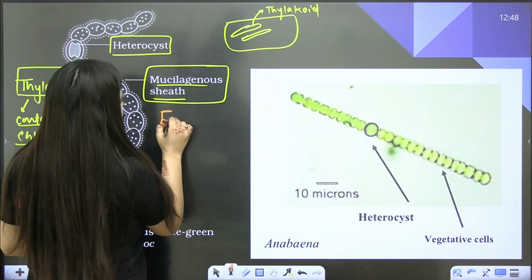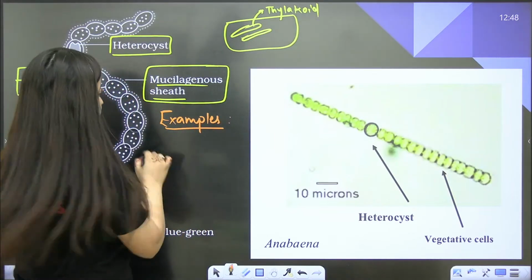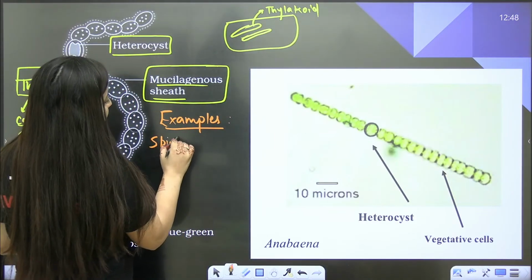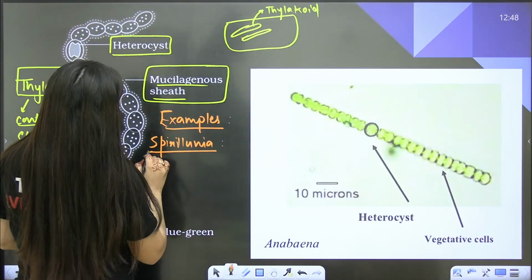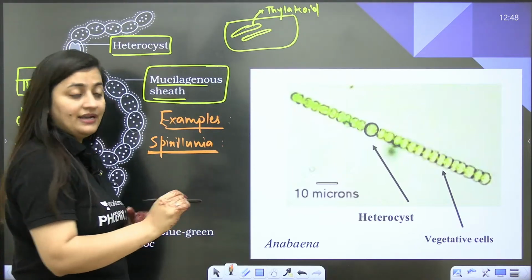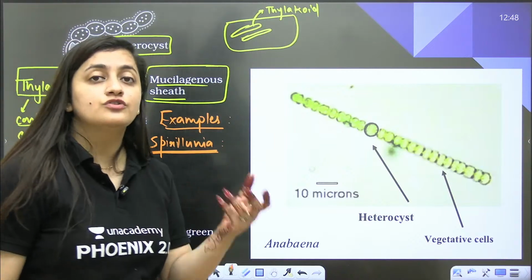I'm writing it here only. Many examples are there, like your Nostoc, Anabaena. They help in nitrogen fixation. There are other examples like Spirulina. Do you know about Spirulina? It makes single cell protein. It is proteinaceous. It is used as a source of protein.